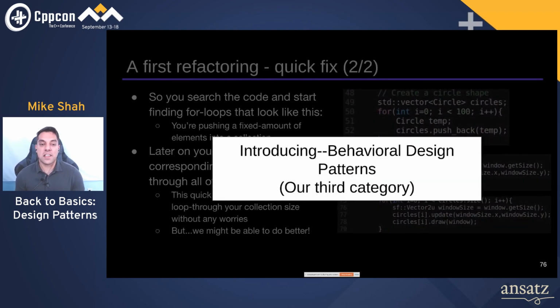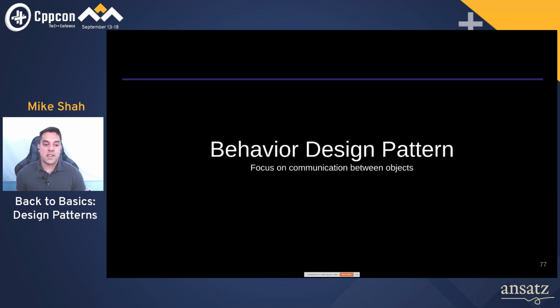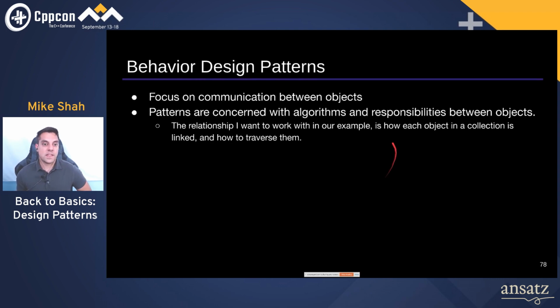And to do that, I can introduce our third category, behavioral design patterns. Okay, so behavioral design patterns focus on communication between objects. So for our behavioral design pattern, we're going to focus on the communication between objects. And in general, behavioral design patterns are concerned with the responsibilities and the algorithms taking place amongst many similar objects. The relationship I want to work with in this example that I'm showing is just how each object in a collection is linked on how to traverse through that entire collection.